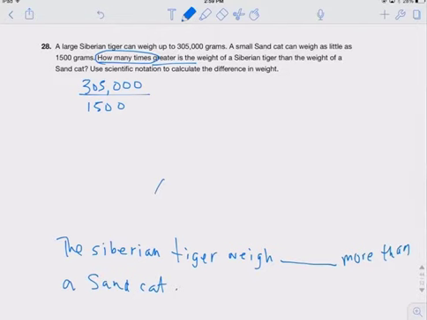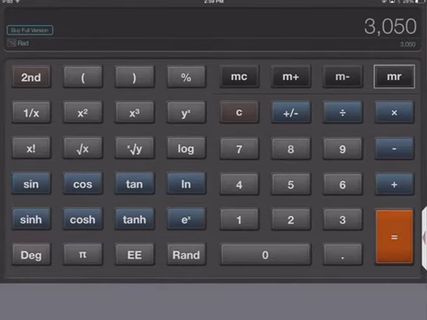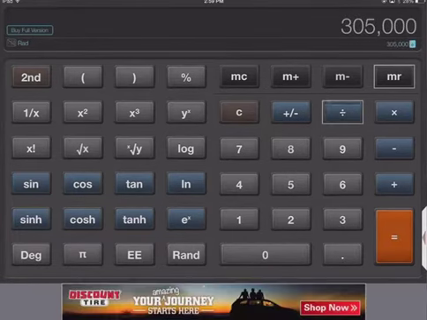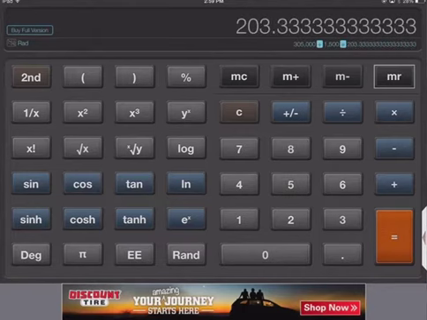Okay, so they don't want you just to divide. If this was just a division problem, you just use the calculator and you're good, right? So just to check your answer on your calculator, what is it? So you would go calculator 305,000, right? Divide by 1,500. Did I type in the right number? Was it 305? Yeah. So 203.3 repeating.